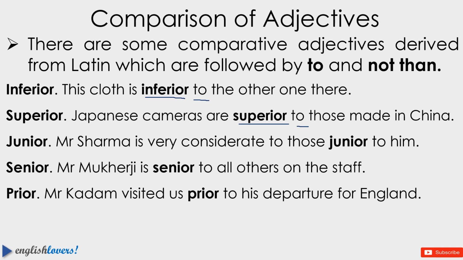Next is junior. Mr. Sharma is very considerate to those junior to him. So here also junior is an adjective and it uses the form to and not than. Next is senior. Mr. Mukherjee is senior to all others on the staff. Senior is an adjective, Latin adjective, and it uses to and not than in comparative. Next is prior. Mr. Kadam visited us prior to his departure for England. Here also prior is a Latin adjective which uses to and not than in order to form the comparative degree.